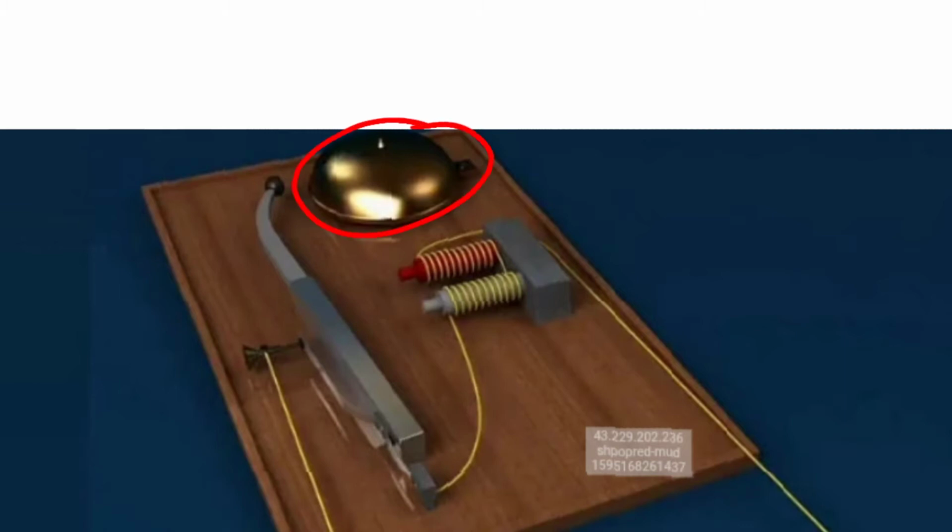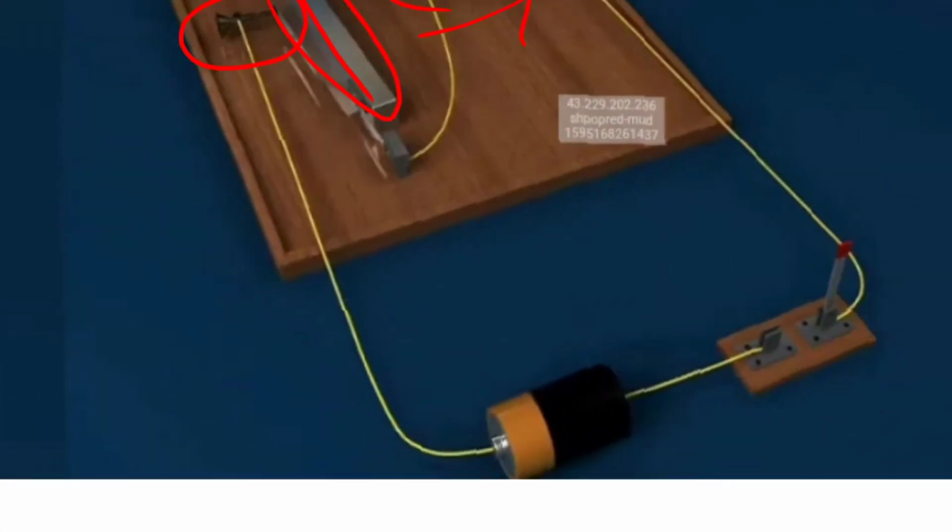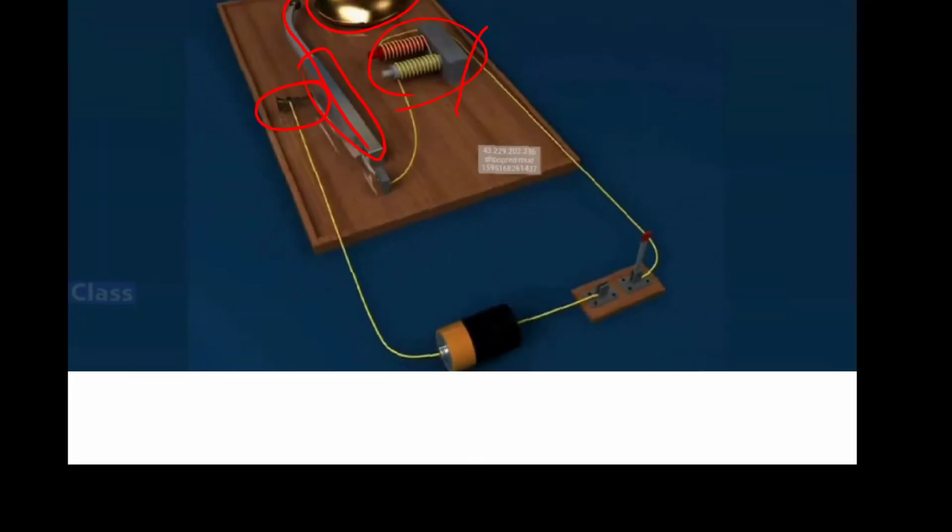This is the bell. This is the striker. This is the iron strip. Here the main part you have is the contact screw. And these are the electromagnets. And everything is connected to the cell via a key. So these are the main things.